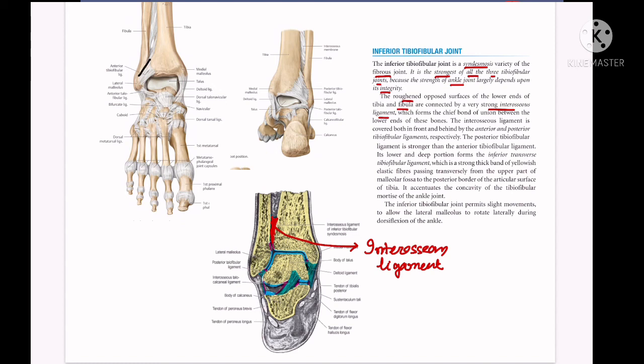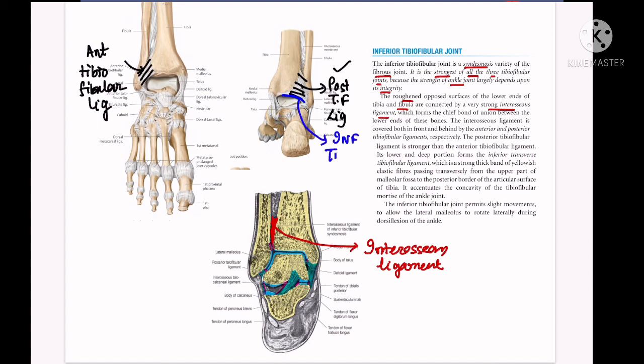The interosseous ligament is covered both in front and behind by the anterior and posterior tibiofibular ligaments. This is the anterior tibiofibular ligament. This is the posterior tibiofibular ligament. And in between these two ligaments lies the interosseous ligament. The posterior tibiofibular ligament is stronger than the anterior tibiofibular ligament, and its lower end forms the inferior transverse tibiofibular ligament.